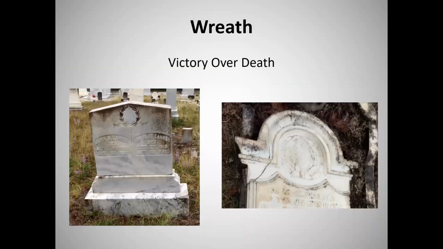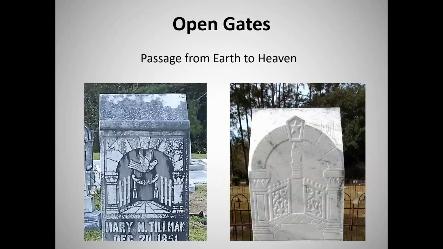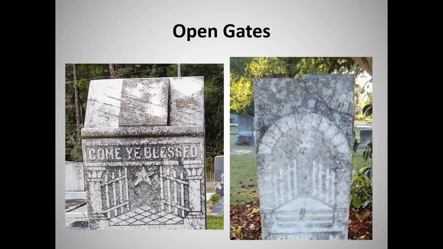A wreath represents victory over death, and the circular shape of the wreath can stand for eternal memory and immortality. The open gates is passage from earth to heaven, basically through the heavenly gates. With most of these, there will be another symbol in between the gates, so you definitely want to pay attention to that. These are just more examples of those symbols between the open gates.